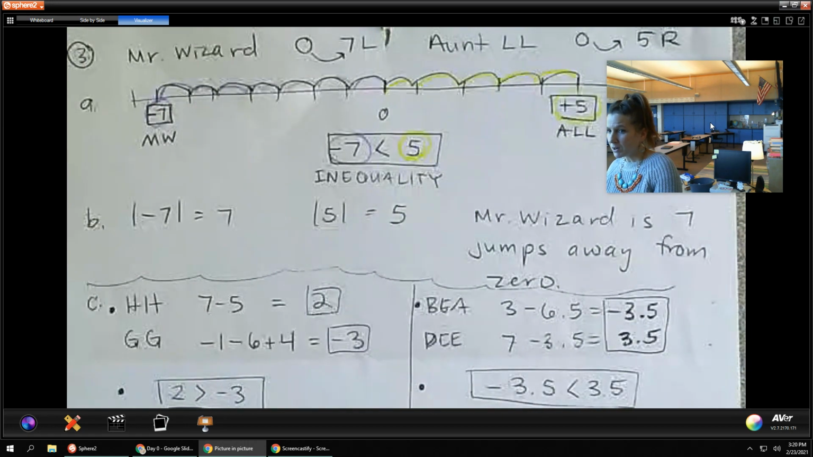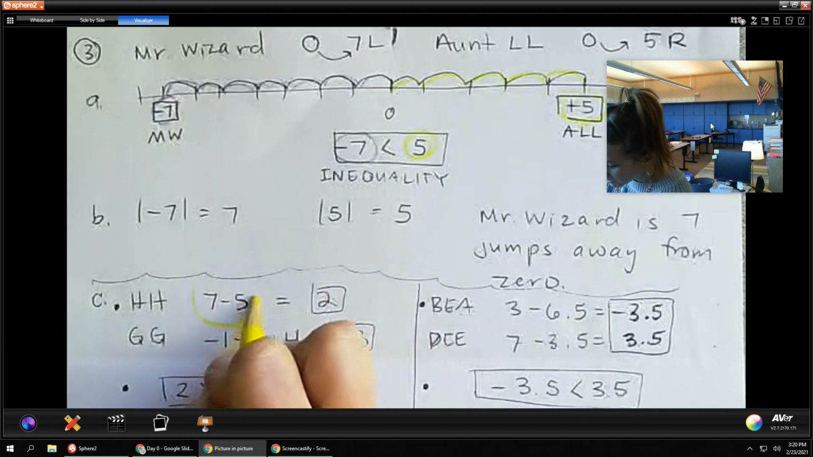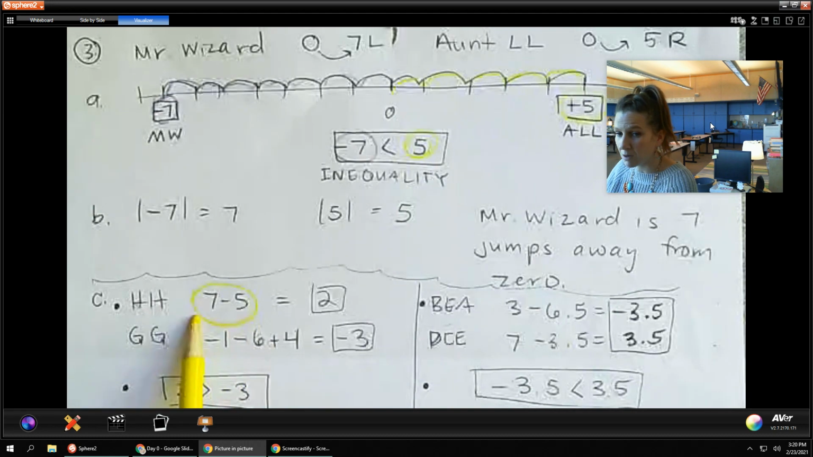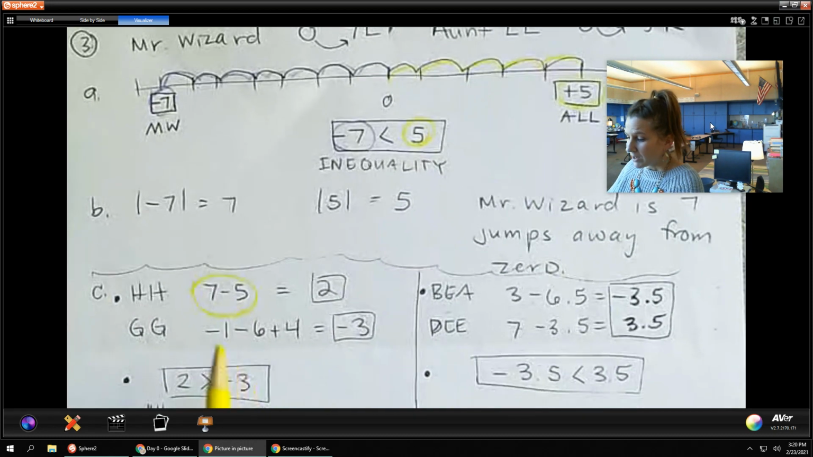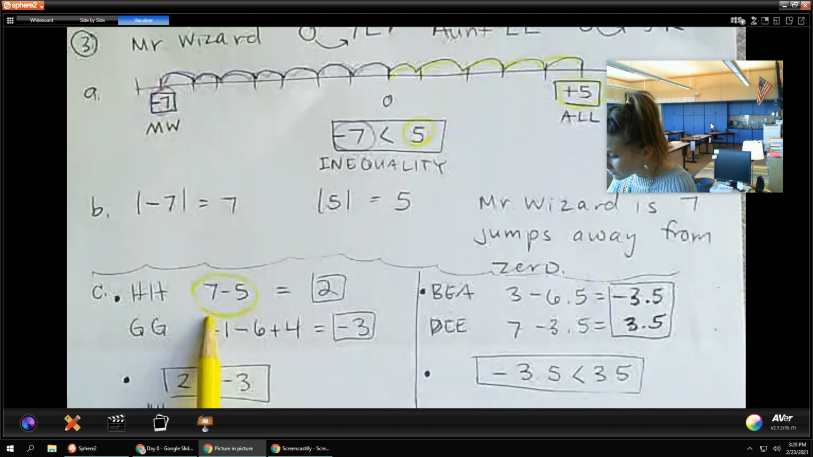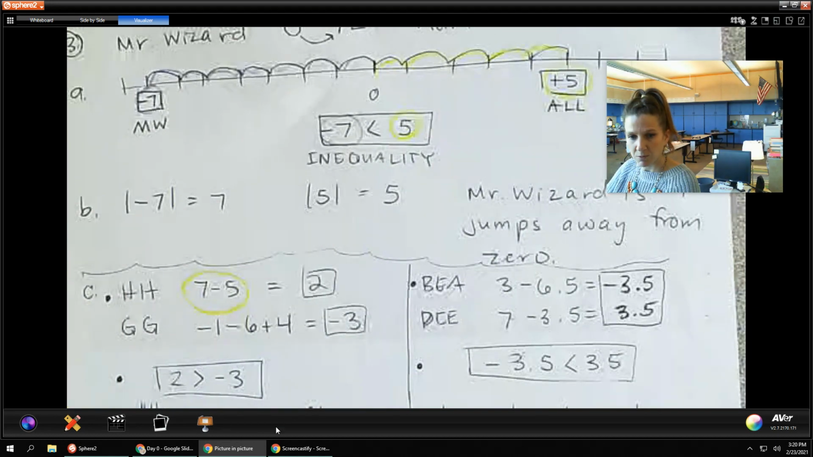The next part takes some organization. It asks us to first write it as an expression. Remember, an expression is this part right here, taking those directions in word form and changing it into numerical form. So we've got 7 minus 5. These are the two frogs. Let's make sure we know where we're at here.